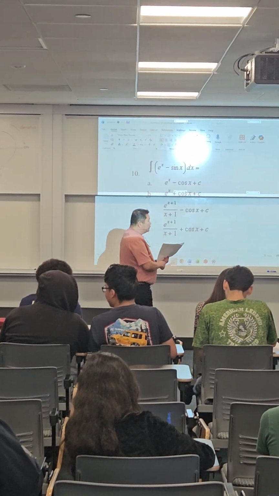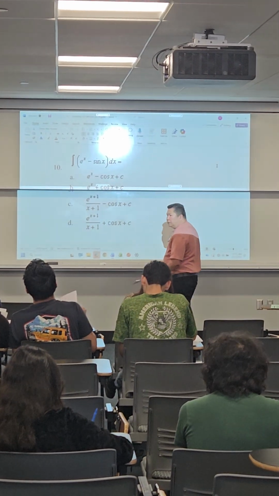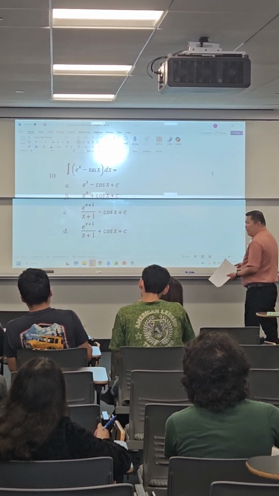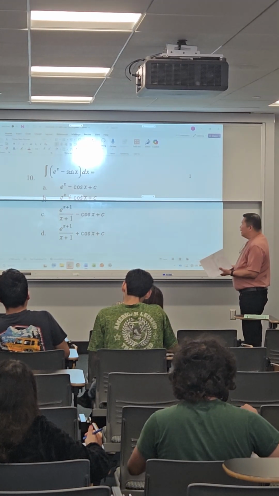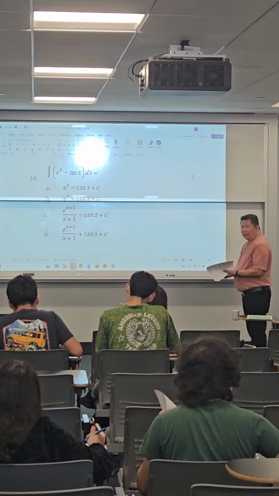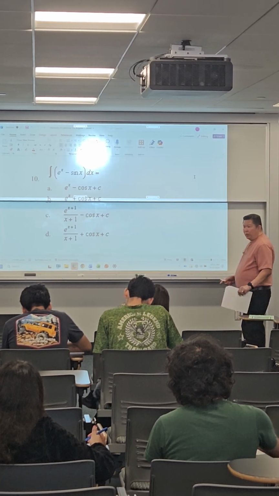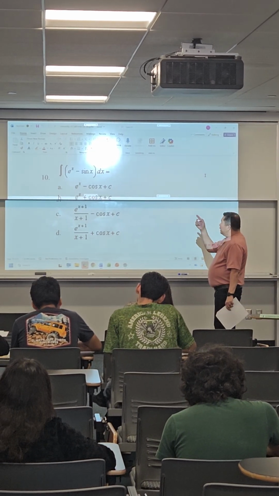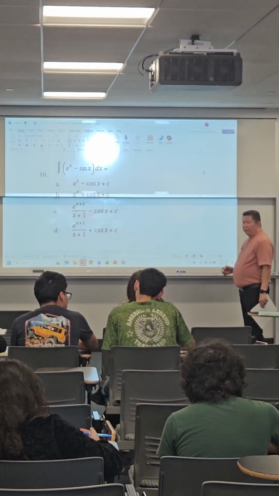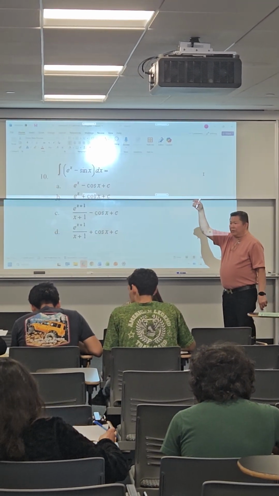Okay, we have the integral of e to the power of x minus sine x dx. So all you have to do is take the antiderivative of this one. We all know that the antiderivative of e to the power of x, remember, x is understood to have a coefficient of 1.